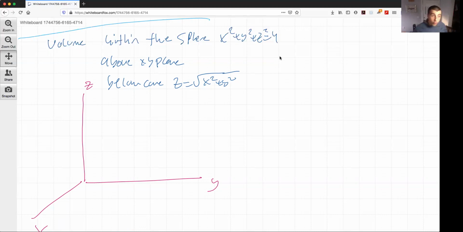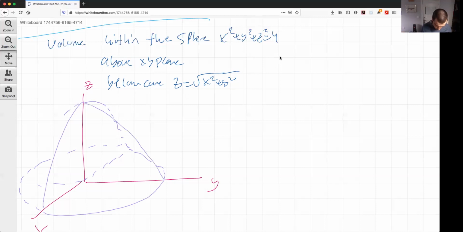First thing I'm going to do is draw the sphere. The sphere is pretty not bad to draw. Kind of like that here. And I'm going to go around like that. Yep, something like this. Something like that here. So I have this sphere. And then I'm within this sphere. So I'm inside of it, and I'm below the cone.